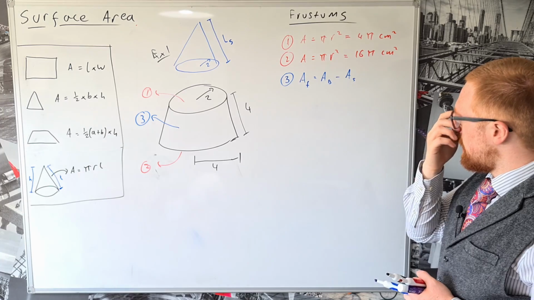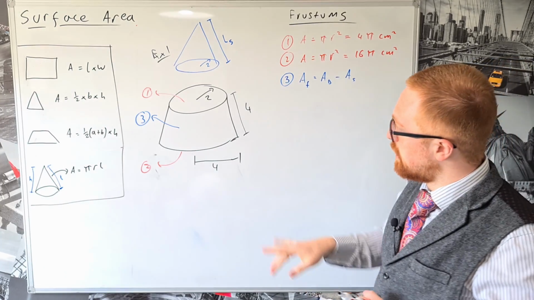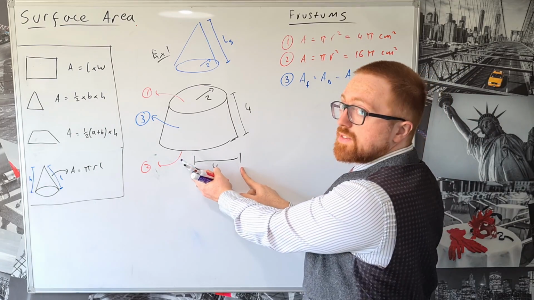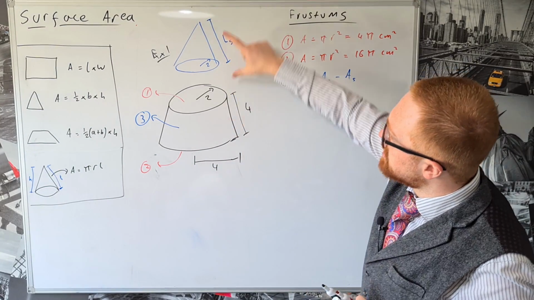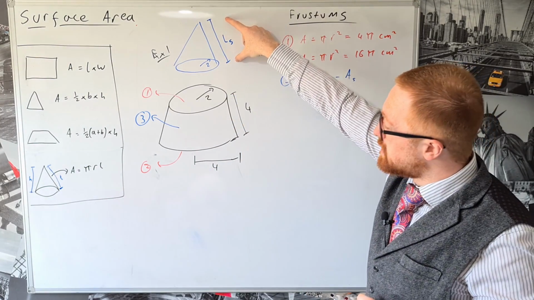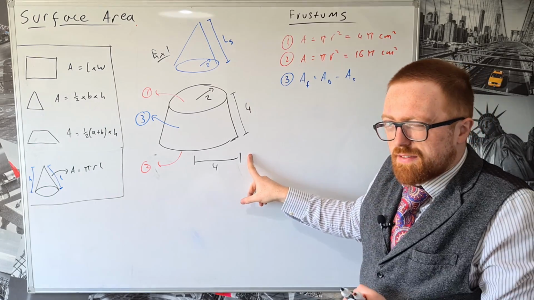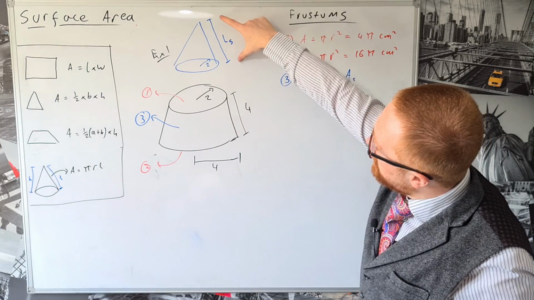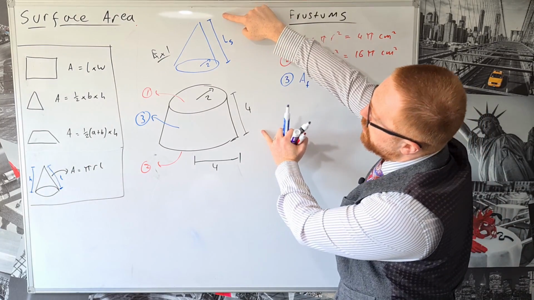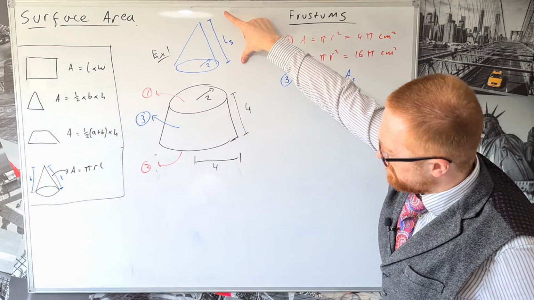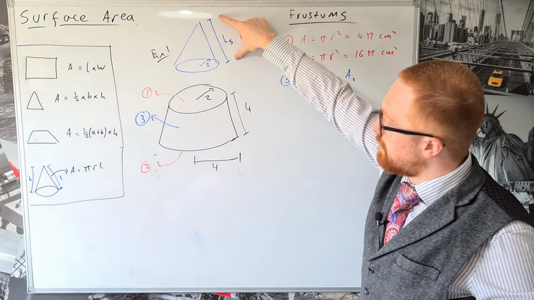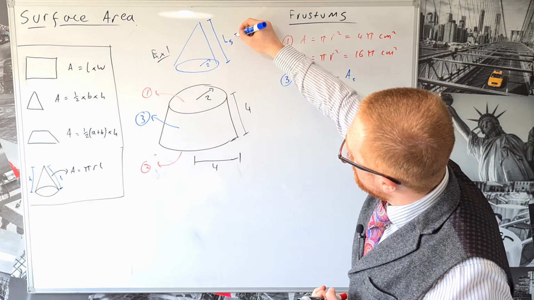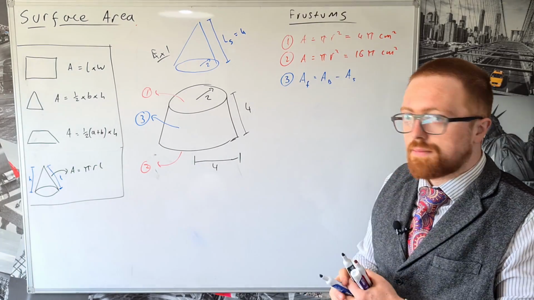Okay, now we've got a handy hint as to how we can do this. So the base of this cone is 2, and the base of this cone is 4. And so that tells me that this cone is half as big as this cone. It's half the size. So if this is half of the whole thing, well, if that's half of it, then it must be the same as the other half, which is 4. So I know that that slant length is 4.